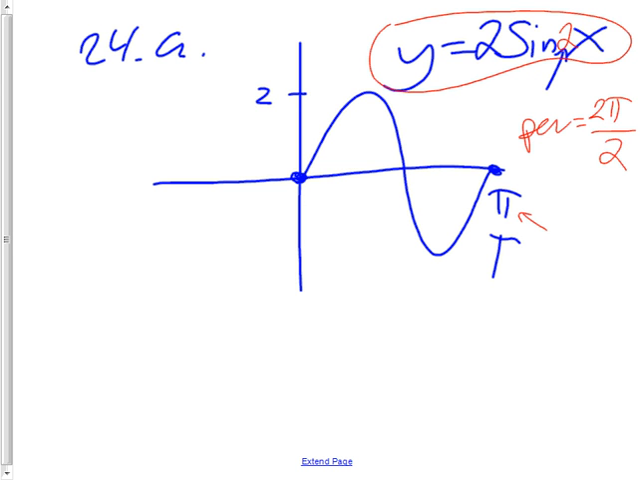So what's that function that rides in the back of cosine? Secant. So part B is y equals something secant of something. So B is a secant graph.